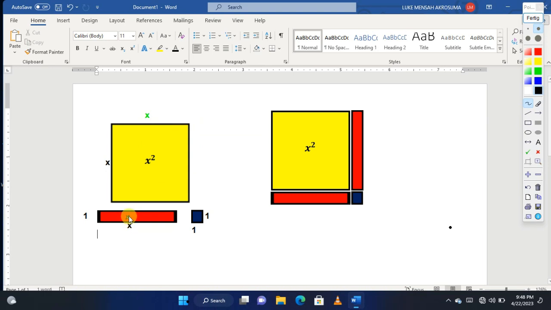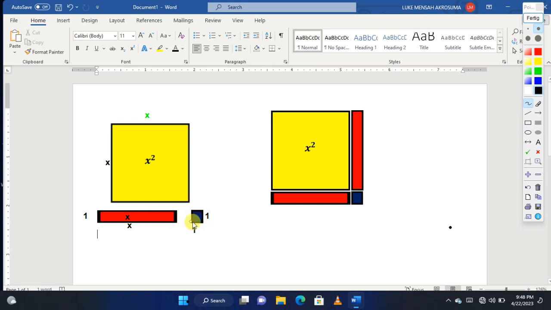The second one is called the x tile. The x tile has a similar length to that of the x squared tile, but its width is 1. So the product of x and 1 gives us x. So this type is called the x tile. This one has taken the horizontal form. It could also be vertical, like the one we have here. In that case, the longer side will be called the x side and the shorter side will be called the 1. So the name doesn't change, it's still called the x tile.